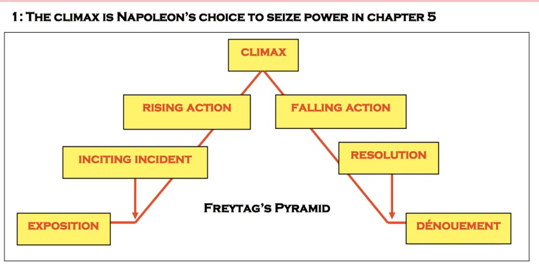So the structure of Animal Farm can be analysed using this pyramid, and there are two different ways of analysing the text depending on what you see as the climax. So you might want to discuss this in class. It's quite interesting to think about what is the climax of the novel. The first interpretation we'll look at is if the climax is Napoleon's choice to seize power in chapter 5.